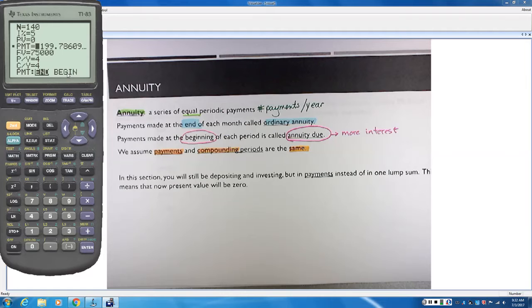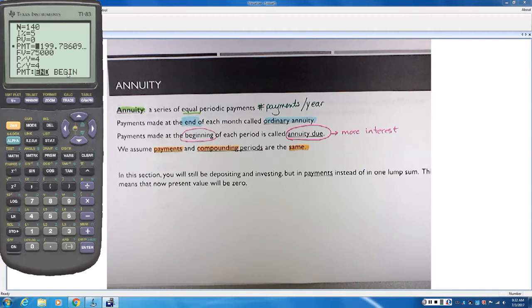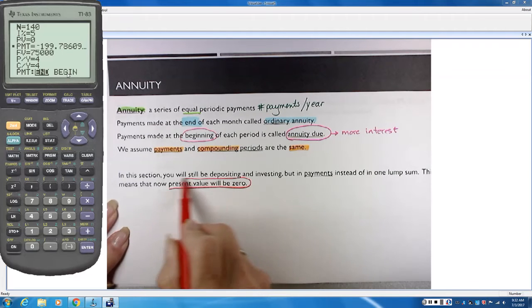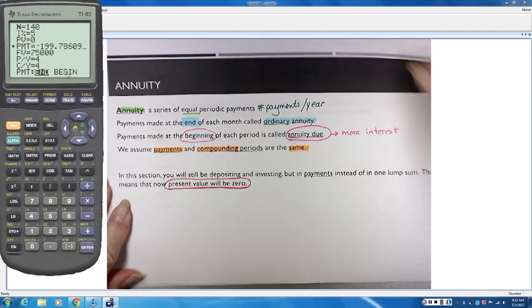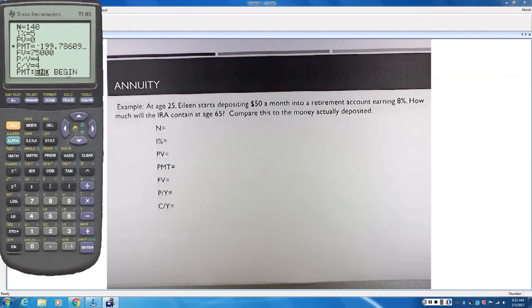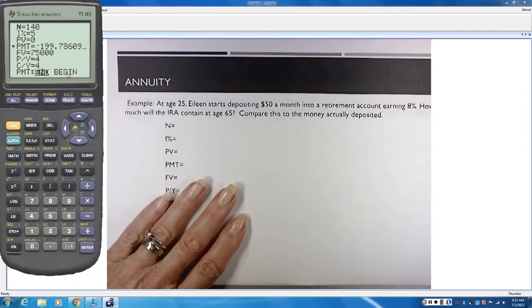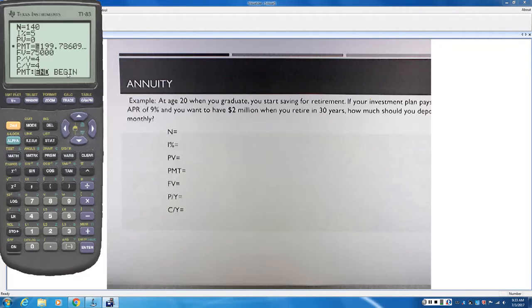So what we're going to be talking about in this section is depositing and investing, but in payments rather than in one lump sum. So that means that now your present value will be 0. And this is the one that I worked on in the video showing you how to use the calculator, so we're not going to work through that one again. But I'll work this one instead.